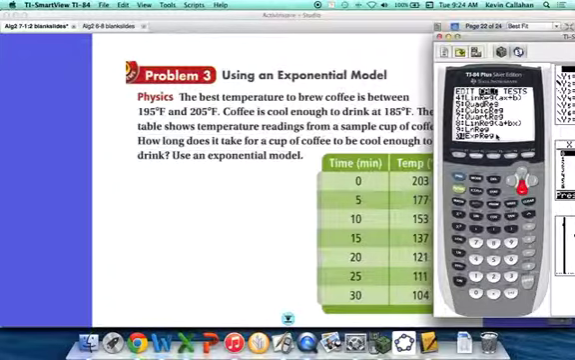The 0, exponential regression. It's like a best fit model to go through those points. And we hit enter. So it's giving us that A times B to the X. The A is 196.657. The B is 0.977. The B is less than 1. Decay. Okay.